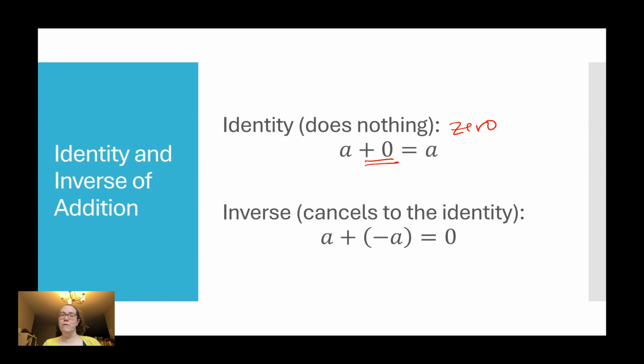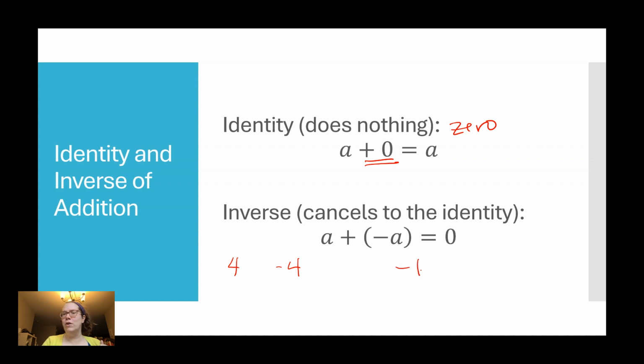So then the inverse is the negative of that number, right? So the additive inverse of 4 is negative 4, because 4 and negative 4, we're going to add together to give us our identity, which is 0.